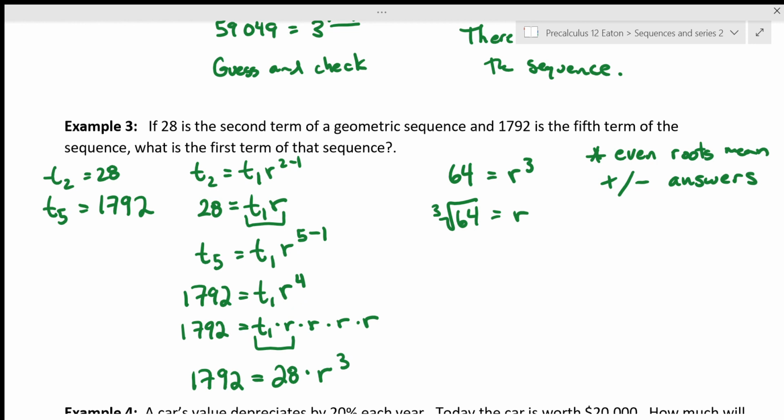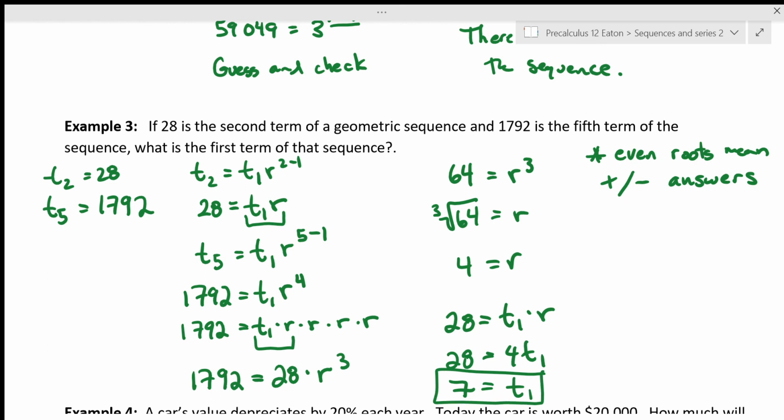So there could be more than one possibility for what the common ratio is in this case. Here, because we have the second term and the fifth term, so we have an even term and an odd term, and they're both positive, we know we can't have a negative answer. So our common ratio is equal to just 4, and that's the only possibility. Okay, so that wasn't what the question was asking. It wanted the first term of the sequence, but since we know that 28 equals T1 times r, and we know that r is 4, so 28 equals 4 T1, we can easily find that T1 is equal to 7 by dividing. Put a box around that.